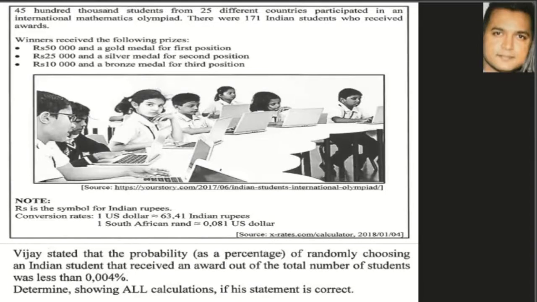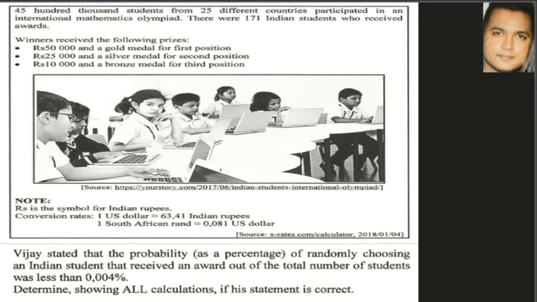4,500,000 students from 25 different countries participated in an international mathematics Olympiad. There were 171 Indian students who received awards. Now you notice there is a word play in terms of the 4,500,000 students. So we need to take cognizance of this and keep that in mind when we're actually writing down that number to see if we'll need it in working out this problem.